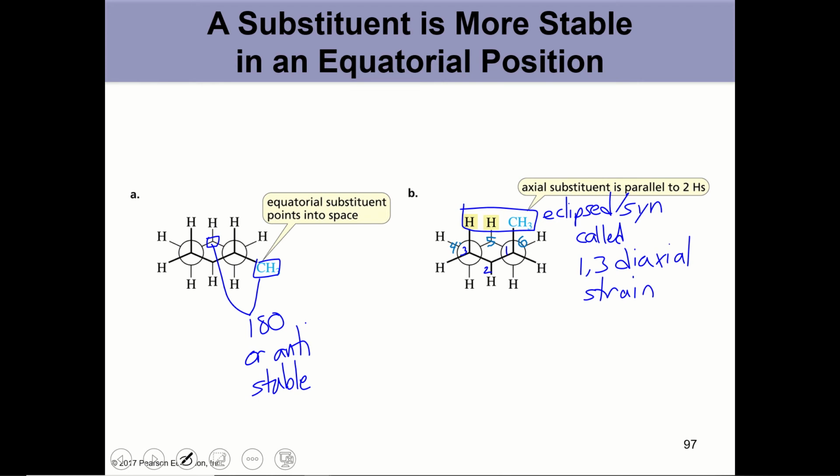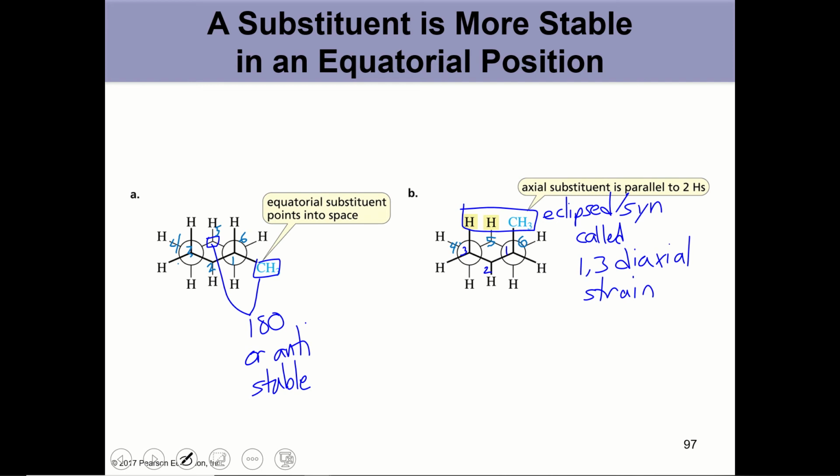And this is the syn position for a monosubstituted ring. We call this 1,3 diaxial strain because the carbons are 1,3 apart. If you look at structure A, you see the methyl group in the equatorial position at carbon, we'll call that carbon 1 as well. 1, 2, 3 in the middle, 4 at the circle, 5 at the back with the square, and then 6 at the big circle on the right.